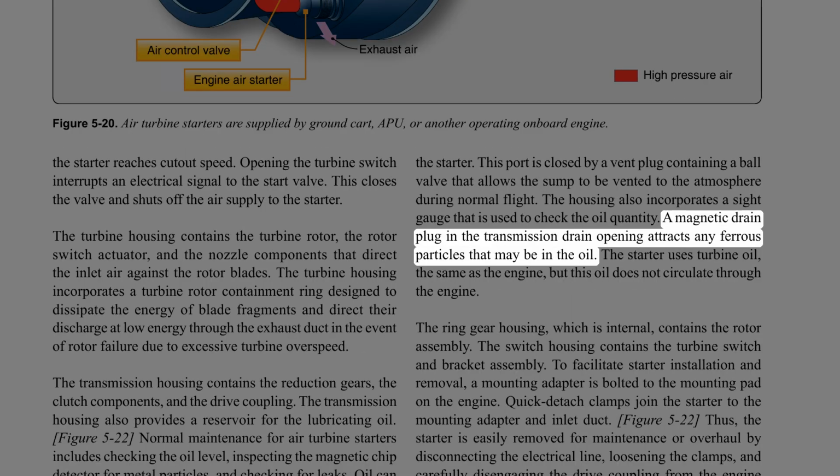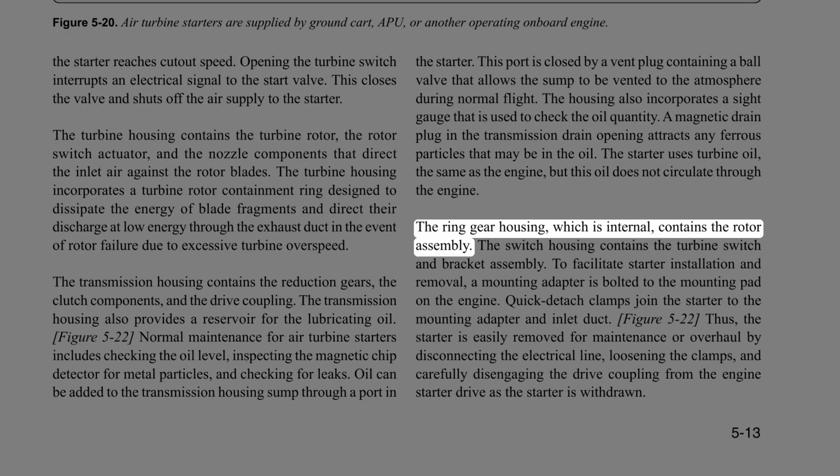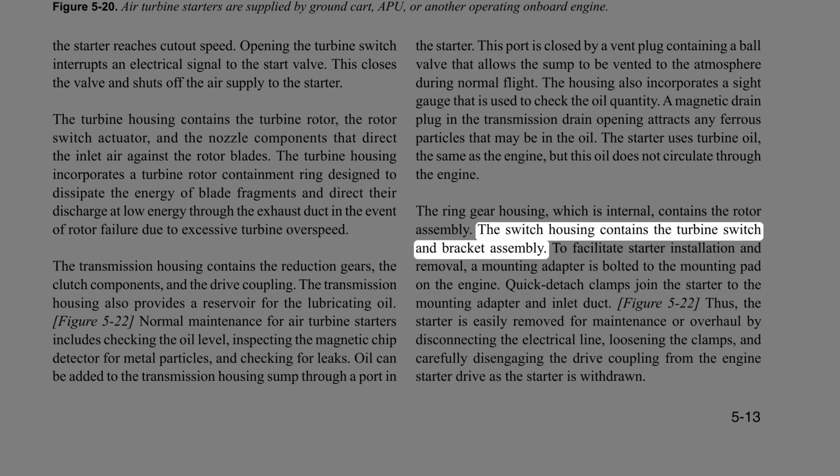A magnetic drain plug in the transmission drain opening attracts any ferrous particles that may be in the oil. The starter uses turbine oil, the same as the engine, but this oil does not circulate through the engine. The ring gear housing, which is internal, contains the rotor assembly. The switch housing contains the turbine switch and bracket assembly.